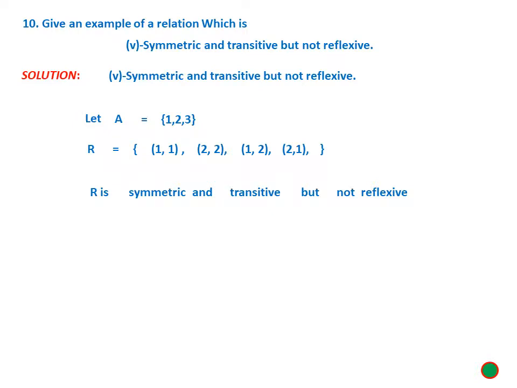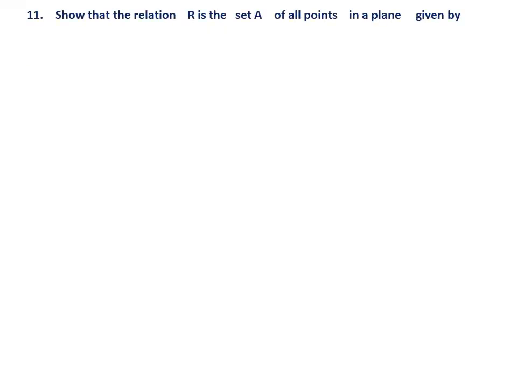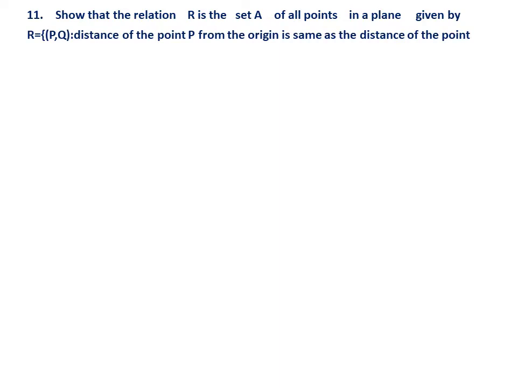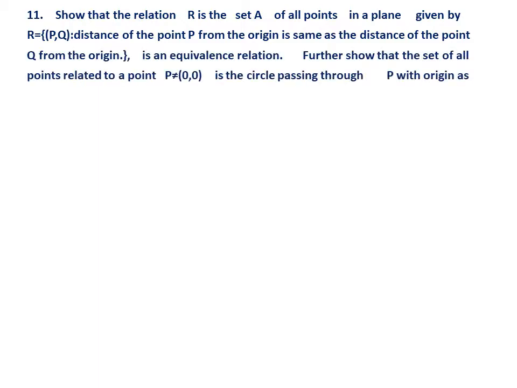Let us proceed. 11th question. Show that the relation R in the set A of all points in a plane given by R equal to {(P,Q): distance of the point P from the origin is the same as the distance of the point Q from the origin} is an equivalence relation. Further show that the set of all points related to a point P not equal to (0,0) is the circle passing through P with origin as center.